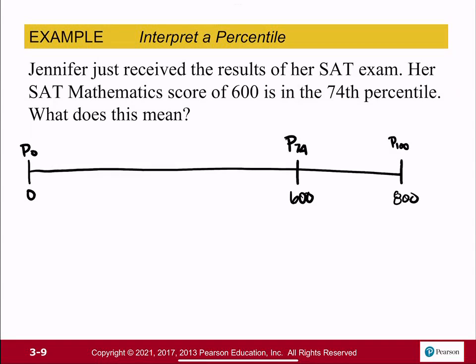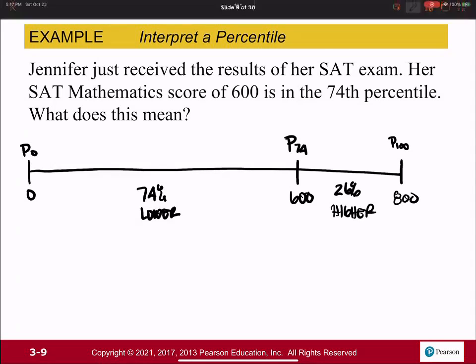So that means with the score of 600, 74% of people scored lower than her and 26% scored higher. So her scoring in the 74th percentile means that 74% of the people that took the exam scored lower than her, and 26% scored higher than her. So I personally would be pretty proud of that exam score.